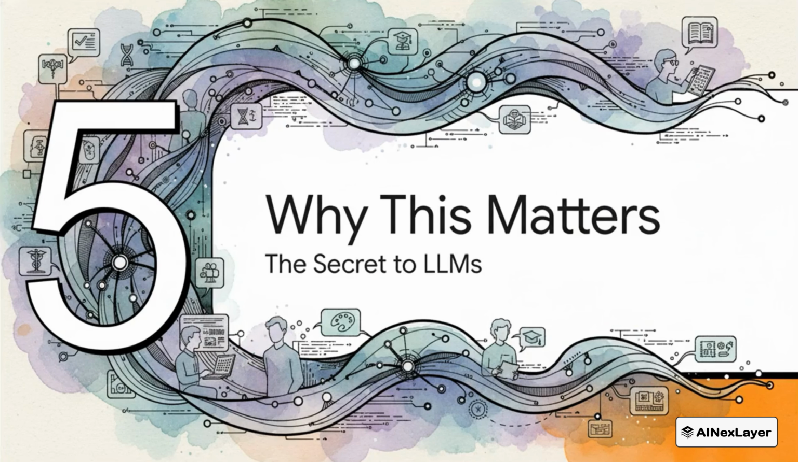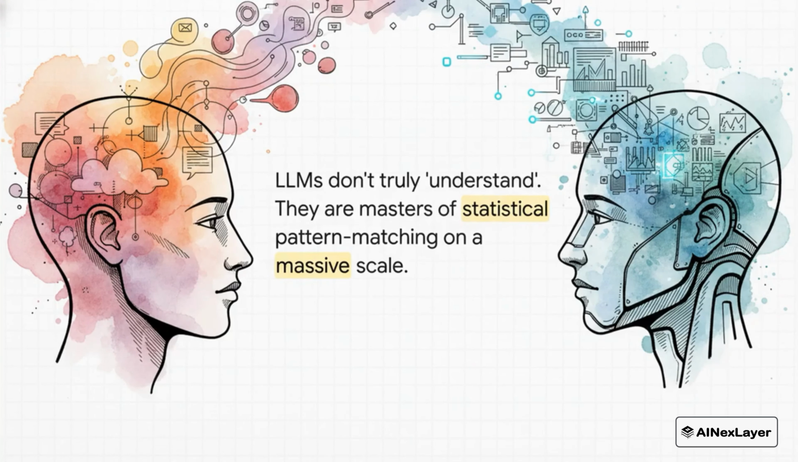So after looking at the technology and the key players, we get to the most important takeaway. This is why this all really matters. So the crucial point is this: despite how it feels, LLMs don't truly understand language the way a human does. They aren't conscious or self-aware. Instead, they are just unbelievably sophisticated masters of statistical pattern matching. That's the real secret to how an AI learns to talk. Not through understanding, but through incredibly sophisticated pattern matching on a scale that is almost impossible for us to even comprehend.